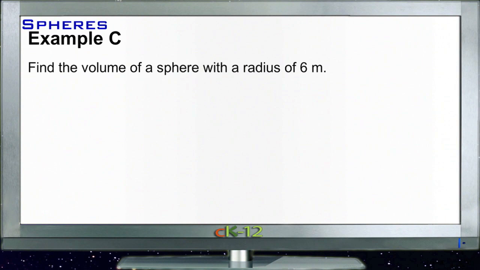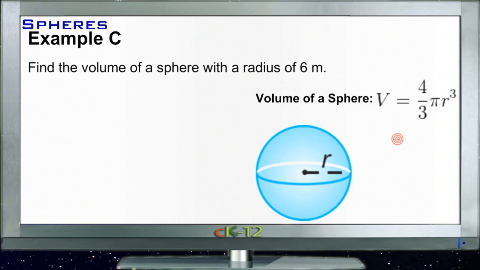All right, let's take a look at example C. Example C, find the volume of a sphere with a radius of 6 meters. Now the volume of a sphere was 4/3 pi r cubed. So again, we already know the radius here. So we have 6 meters.